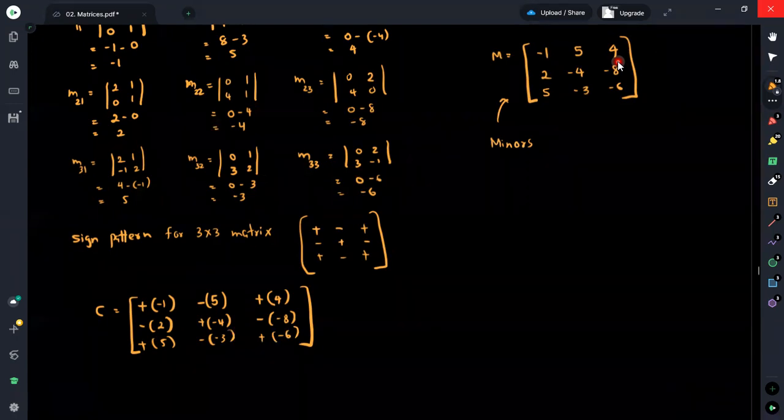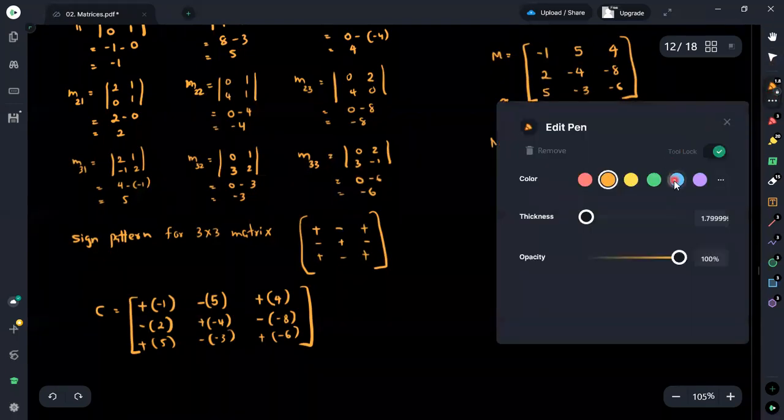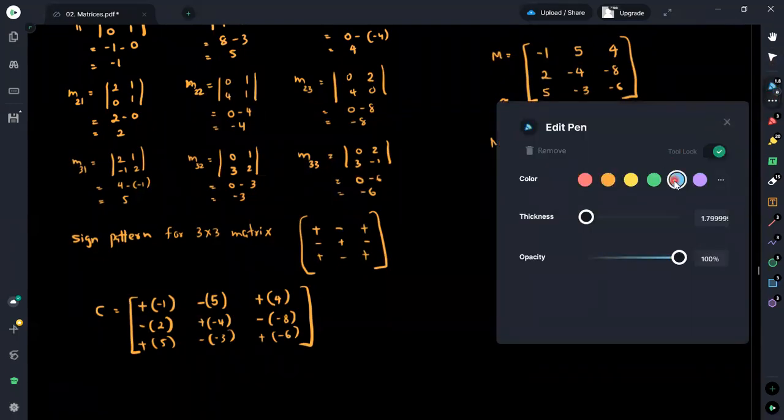Now we have combined them. If I use another color, apart from this, I will write the values in this way.